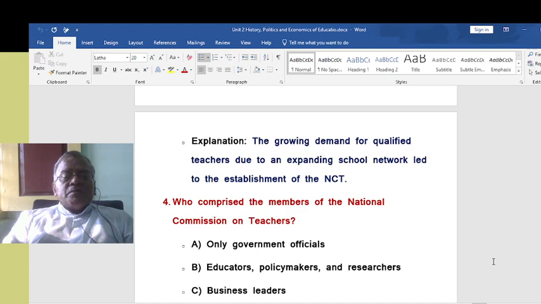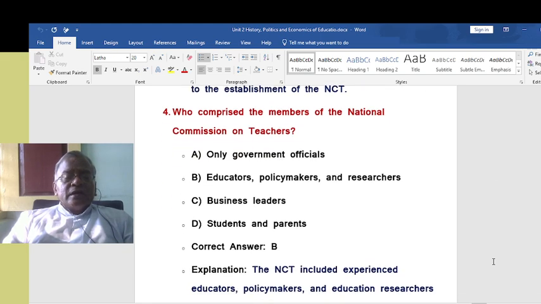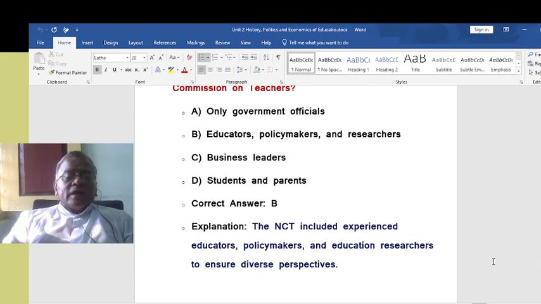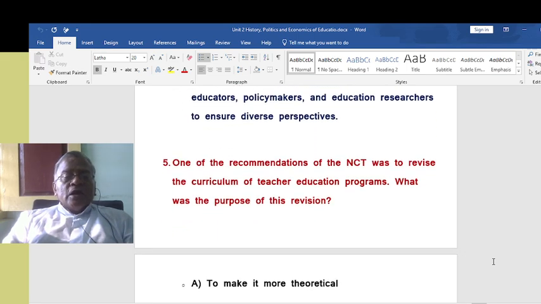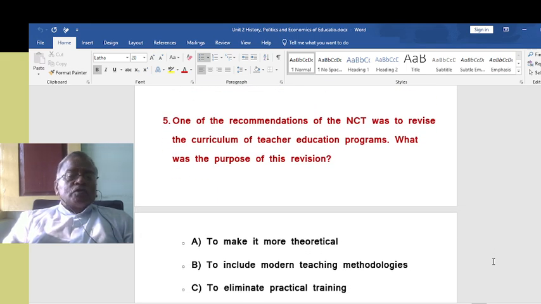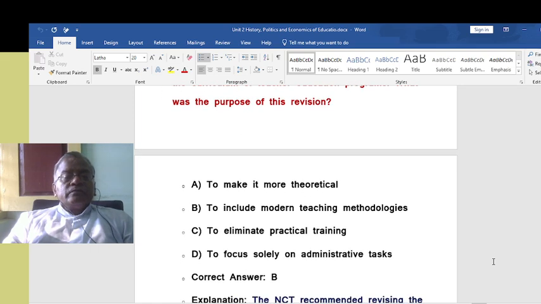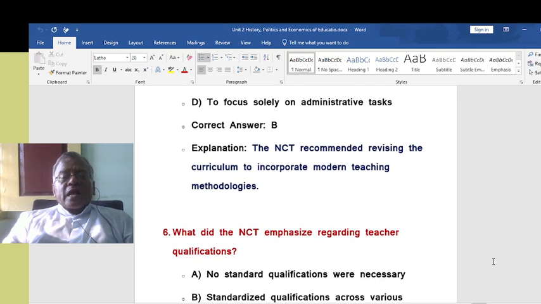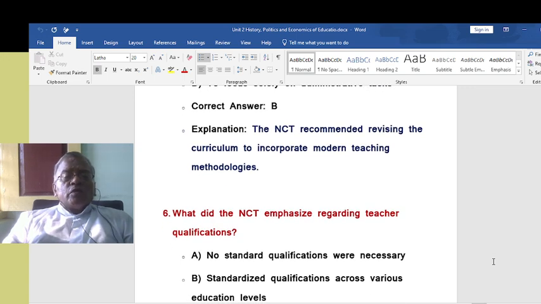Who comprised the members of the National Commission on Teachers? That is, NCT included experienced educators, policymakers, and education researchers to ensure diverse perspectives. One of the recommendations of the NCT was to revise the curriculum of teacher education programs. What was the purpose of this revision? The NCT recommended revising the curriculum to incorporate modern teaching methodologies.